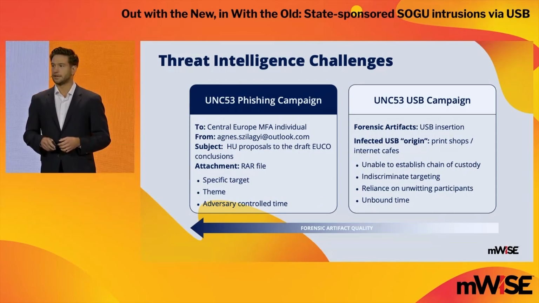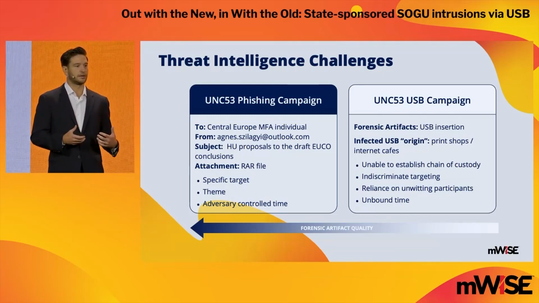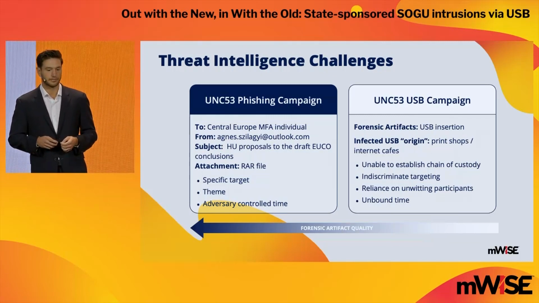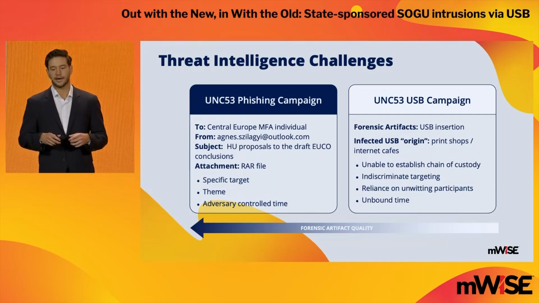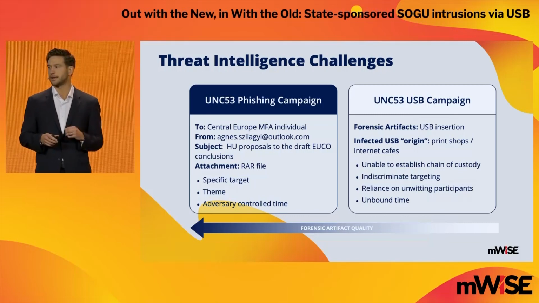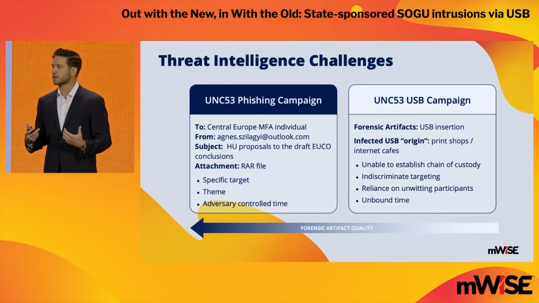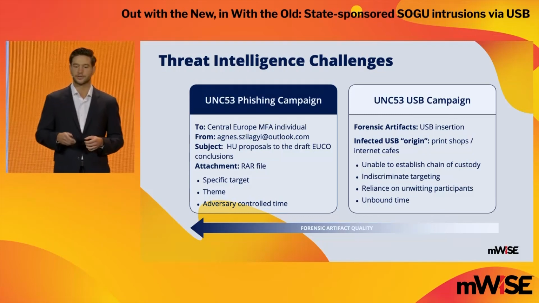Finally, this type of activity is unbound by time. It's not temporally controlled by the adversary. It's relying on individuals to physically propagate the spread of this campaign. So as we compare a phishing campaign with this USB campaign, we see that the quality of initial infection vector forensic artifacts is much higher for a phishing campaign, and it's rather low for the USB campaign, and it doesn't start until we're able to receive an alert and conduct the investigation on a host.